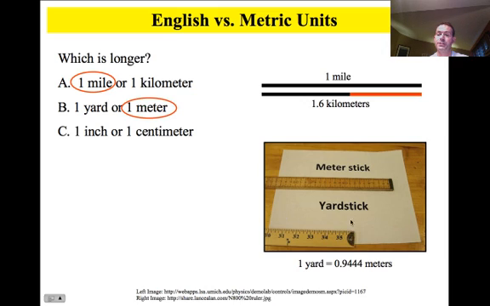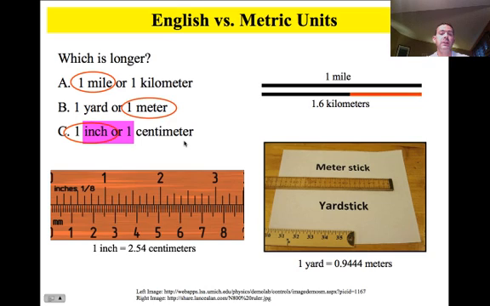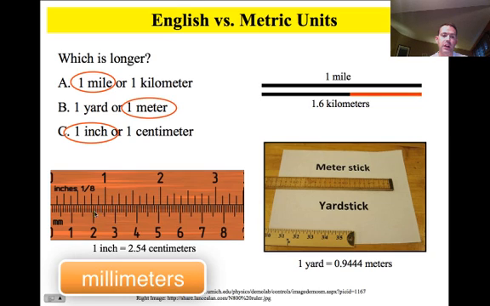A yardstick's 36 inches. A meter stick's about 3 inches longer. It's about 39 and a half or something like that. Okay, so meter sticks are longer than yardsticks. Next thing, inch or centimeter. Inches are longer. There's about 2.54 centimeters per inch, right? If you have a ruler with both metric and English on it, here's the inch, here's the centimeters, 2.54 centimeters. Those other little lines in there are millimeters. We'll talk about those in a minute.